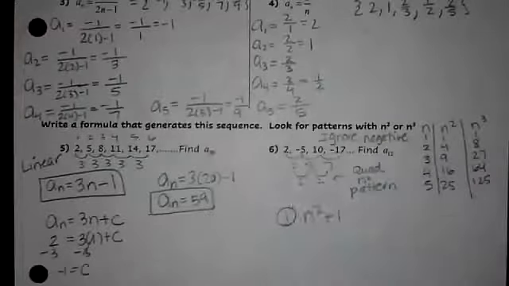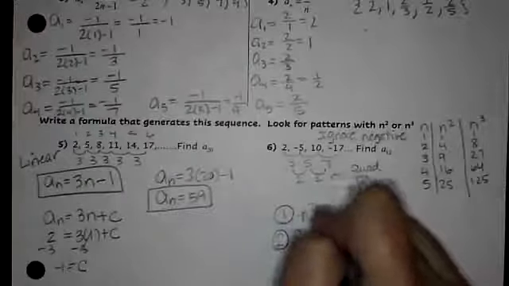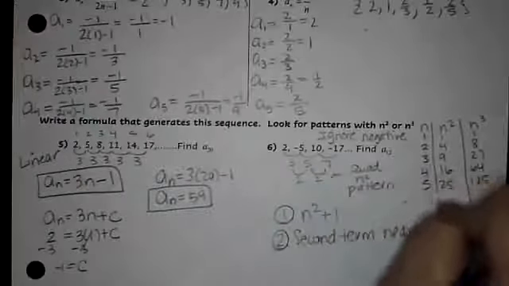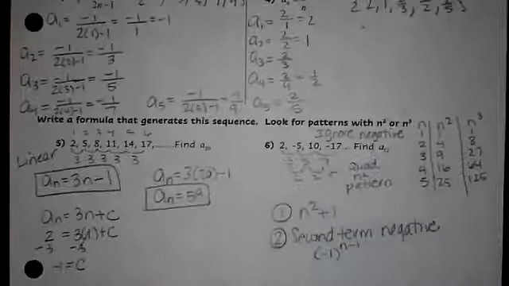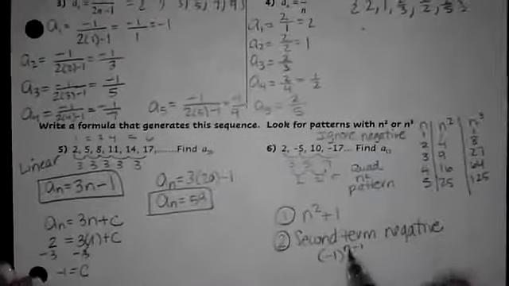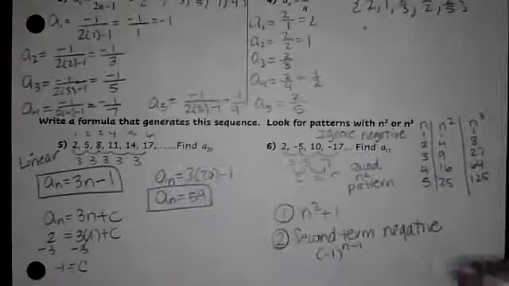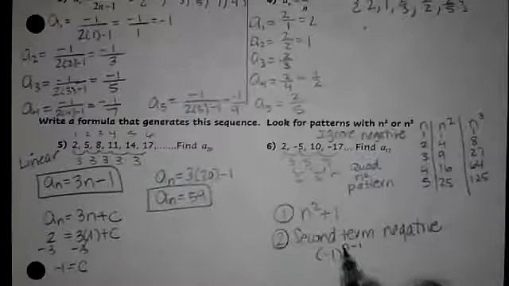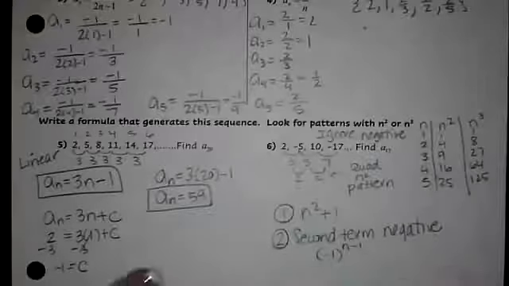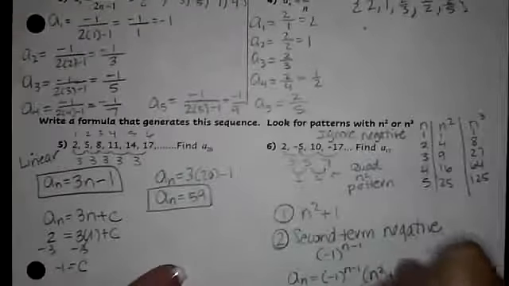Now we need to talk about making it a positive and a negative and a positive and a negative. In order to do that, there's a little setup. To make that second term negative, we do a negative 1 raised to the n minus 1 power. What that's going to do is take my first term here. I would put that in, and 1 minus 1 is 0, so anything to the 0 power is 1. But for my second term, it's going to be 2 minus 1, which is 1. And negative 1 to the first power would be negative 1. So that's going to multiply and give me this. So our formula is going to be negative 1 to the n minus 1 times n squared plus 1.